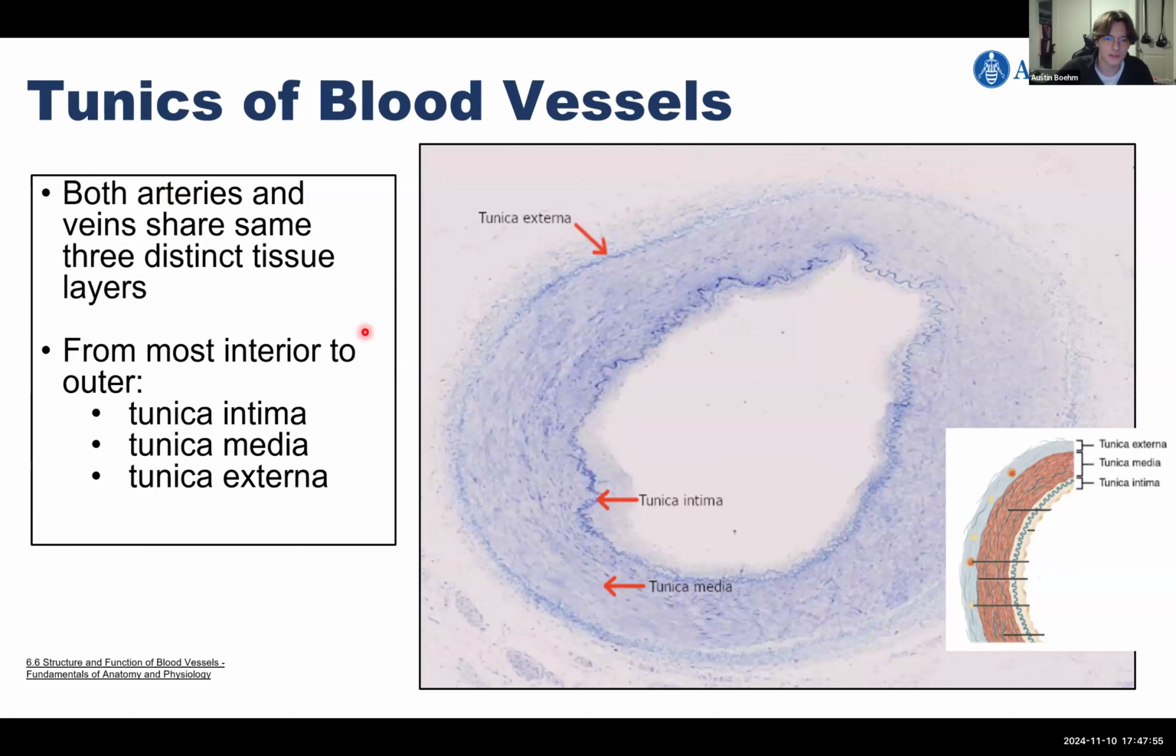So there are 3 tunics from inside to outside in the blood vessels, which are the tunica intima, the tunica media, and the tunica externa. The names make sense. Intima is kind of intimate on the inside, media in the middle, and then externa on the outside.